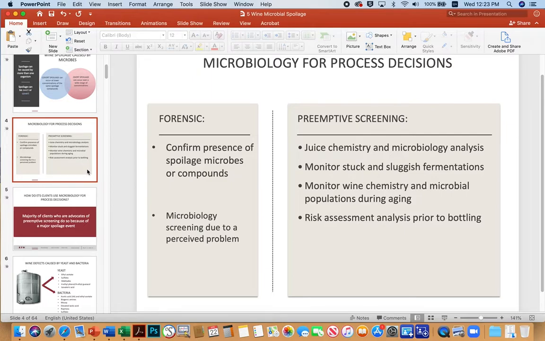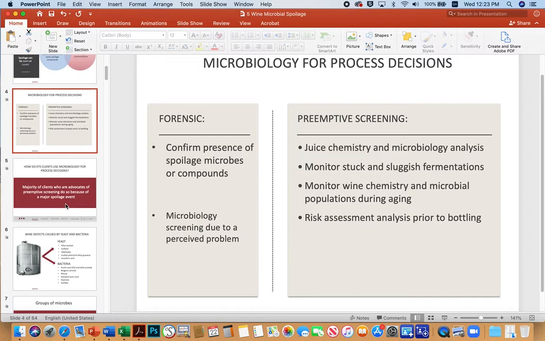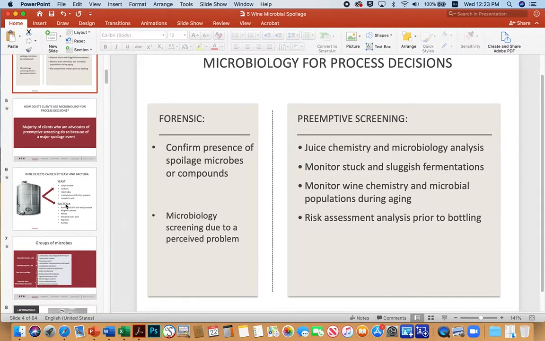So from a winemaker's perspective, obviously preemptive screening is ideal. And even from an industry standard, for example, ETS Labs wants people to be more preemptive, because that means that they're paying more money for their screening assays and so forth. It's a win-win. Obviously, forensic is not a win-win. Somebody will lose in that when you have to look back on why things went wrong and you've lost a bunch of money.